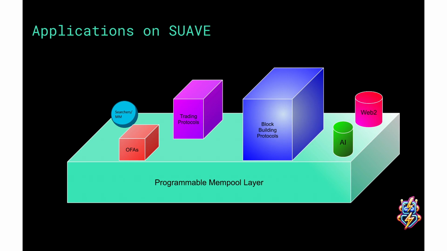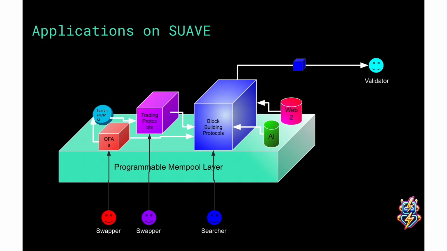So SUAVE is a programmable mempool layer. Using these fundamental tools, you can build a searcher or market maker on top of it. You could build an order flow auction. You could build any type of trading protocol. Many DEXs these days have large off-chain components, and so you can think of encapsulating those components on SUAVE and improving the trust guarantees. You can build block building protocols, and if you want to get even more fancy, we even have AI and Web 2 capabilities. A small secret for those that are listening this far, we actually have LLMs running on TEEs today. Let me know if you'd like to use those.